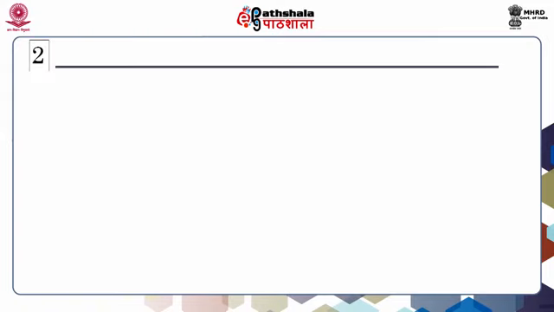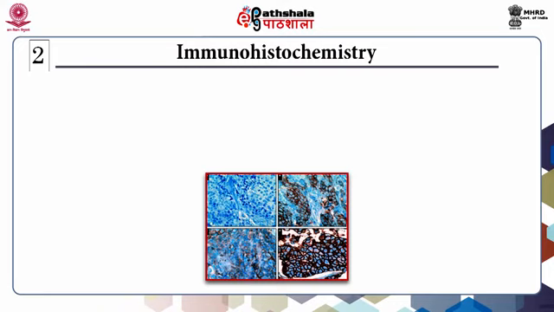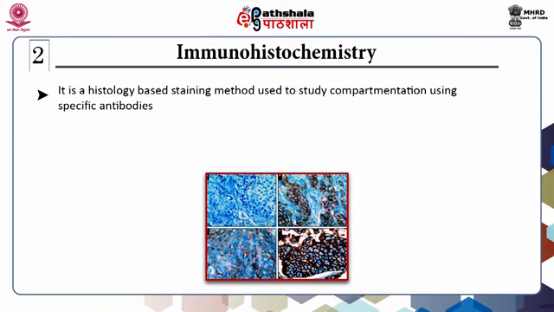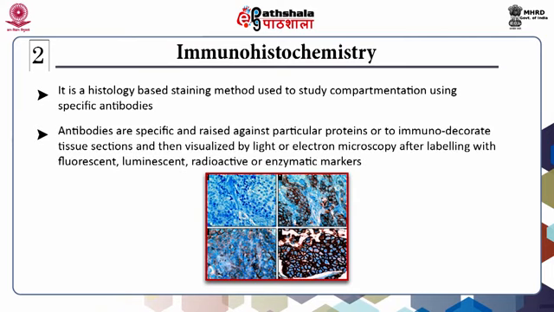The second technique most commonly used in enzyme compartmentalization studies is immunohistochemistry. As the word immuno shows, antibodies are involved, which means this is a much more specific method. So what is immunohistochemistry? It is a histology-based staining method used to study compartmentalization using specific antibodies. Antibodies are specific and raised against particular proteins or enzymes, which bind specifically to the tissue sections and are then visualized by light or electron microscopy after labeling with various tagging molecules like fluorescent, luminescent, radioactive or enzymatic in nature.